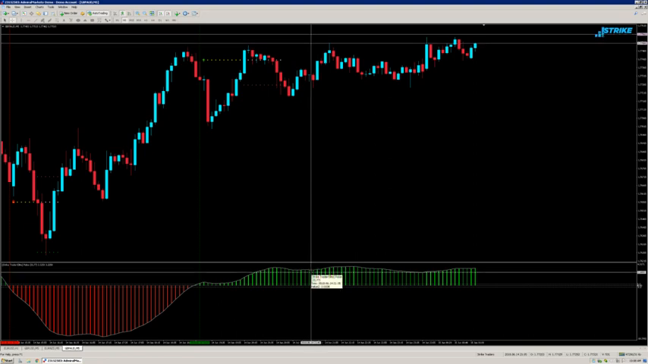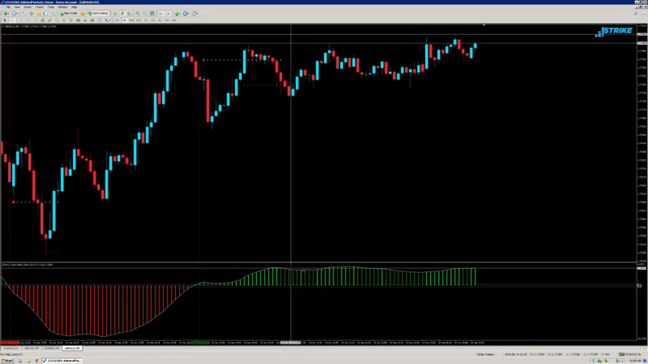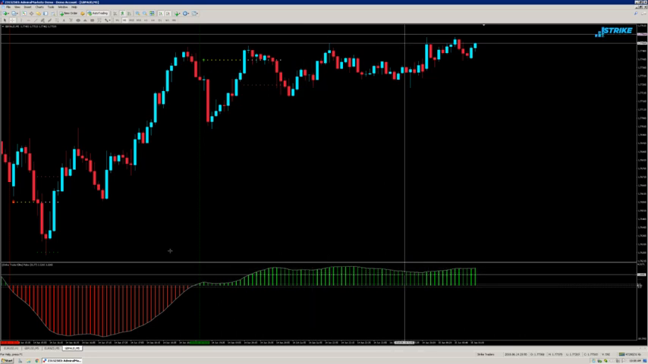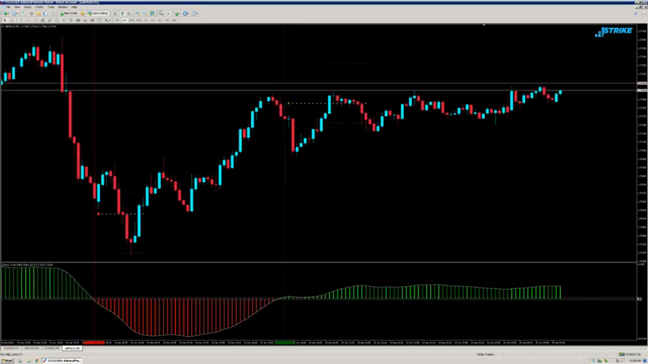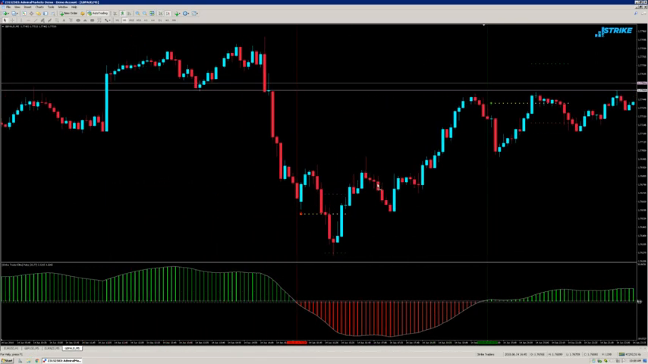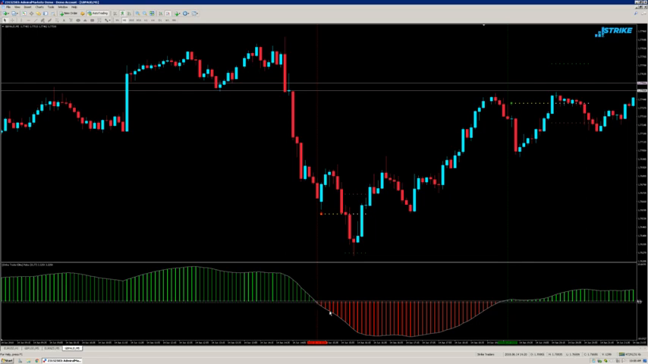So basically, you've got these rises and falls in momentum, and of course, if the momentum turns completely the other way, so here, then of course it drops below the 0 line and it turns red.